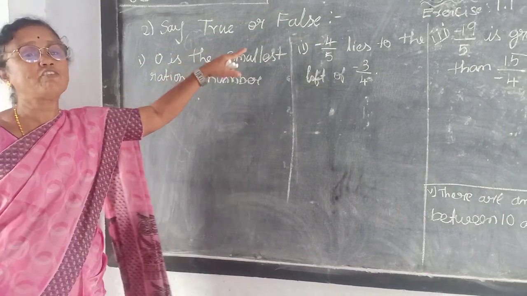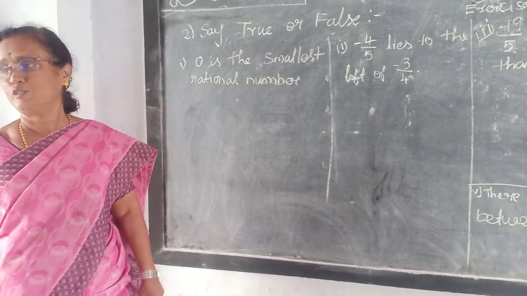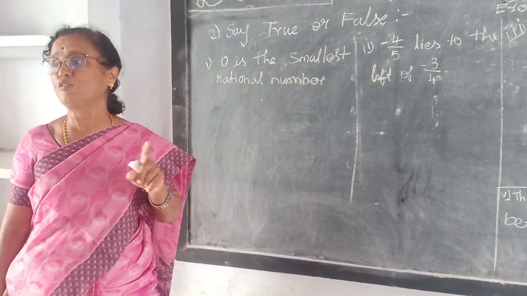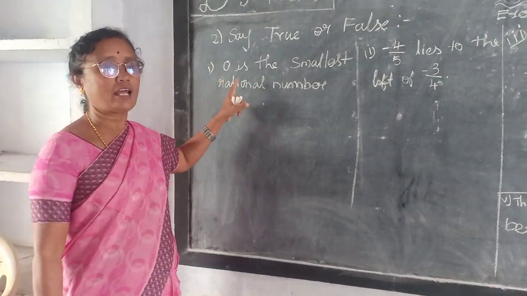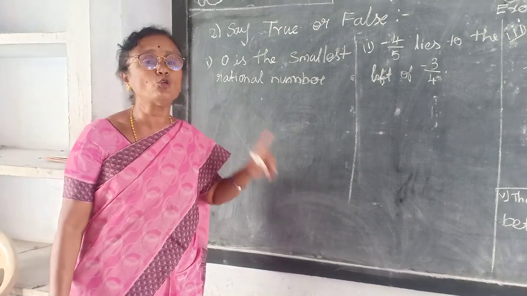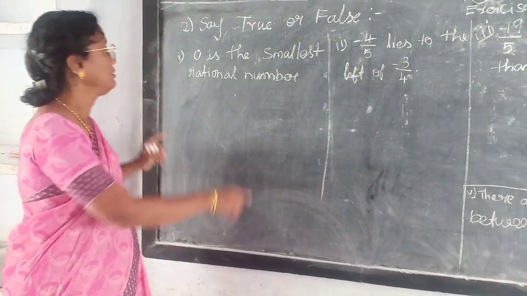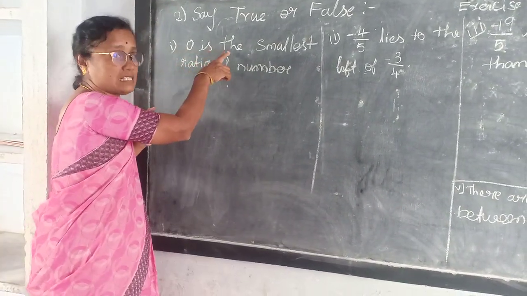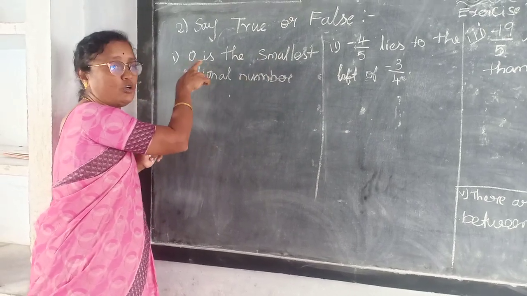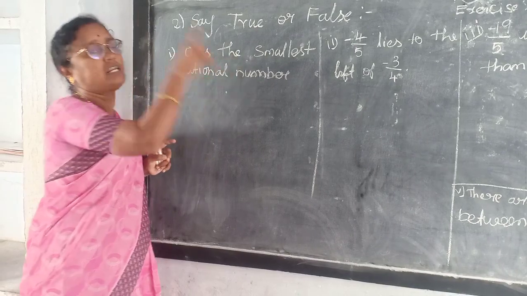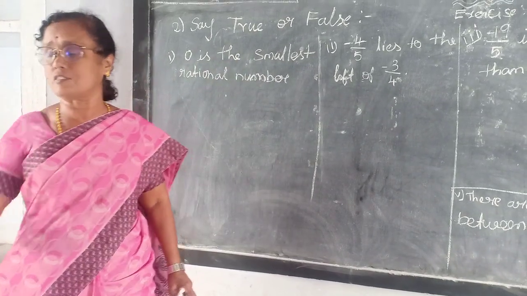Say true or false. You have to read the statement and find out whether it is true or false. Statement kuduthirukanga na padichu paathute adu true or false aanu solla. Zero is the smallest rational number. Is it true or false?